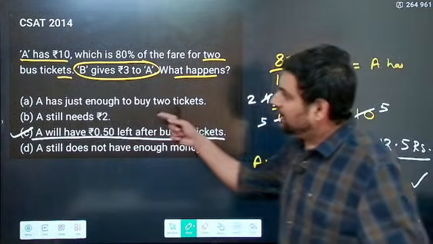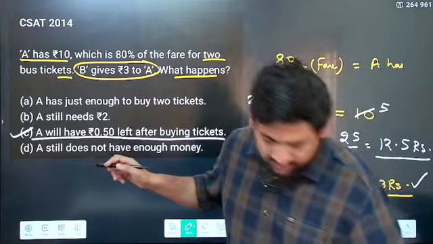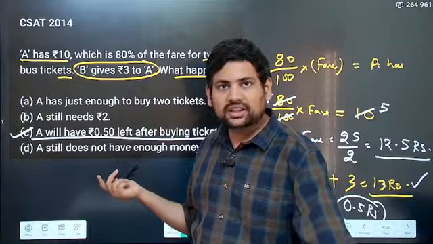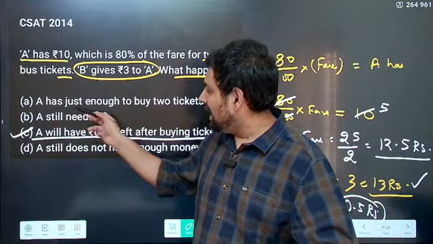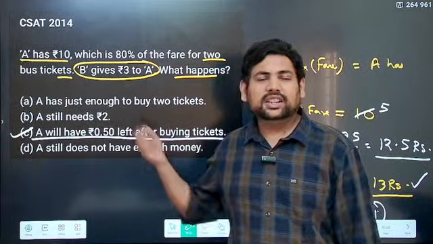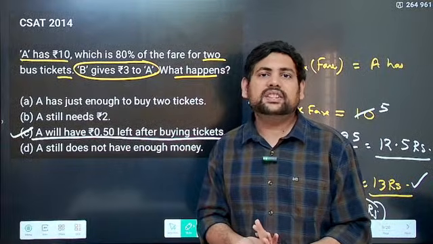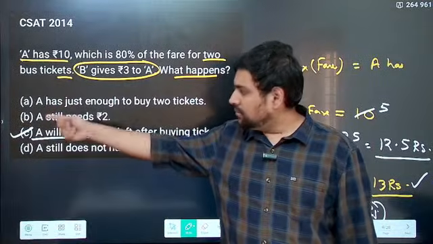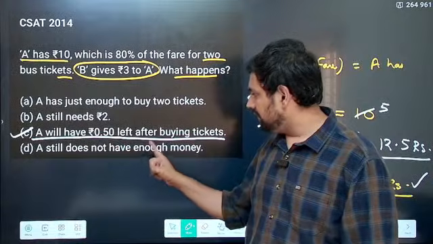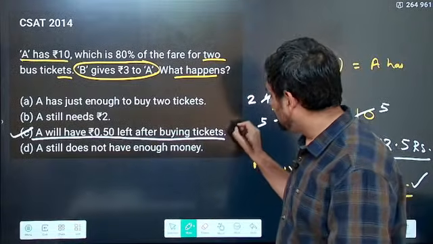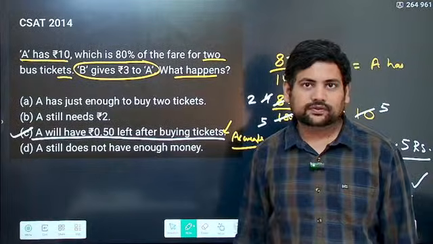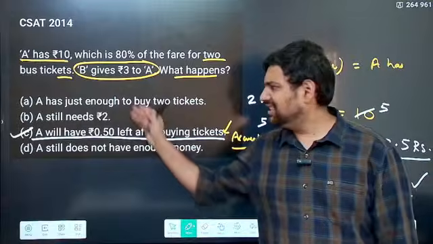Okay, now why? Somebody has said A also. Yes, Satish. So basically, why is A not correct? Because C is a much better option that is available. Also, it says A has just enough to buy 2 tickets. Okay, if C was not there, then you could have marked A, since only 0.5 is remaining. But a much better option is already there, which is A will have 0.5 left after buying the tickets, which is more accurate. So the answer is actually C. Understood? If C was not there, then A could have been marked.